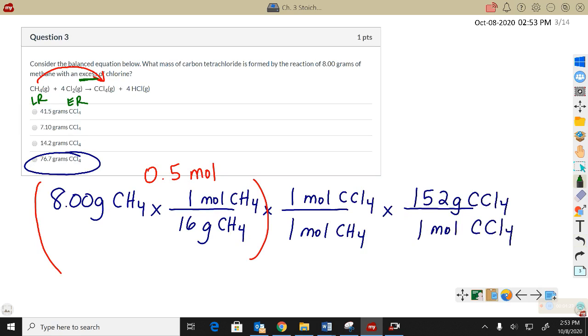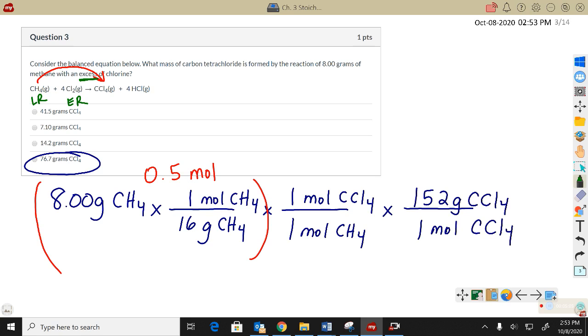Same thing with this one. They give me a balanced equation, which they'll often do in a multiple choice question. Often, not always. But sometimes they'll give you the balanced equation so that if you get the question wrong, it's not because I wrote a formula wrong or because I balanced wrong. I mean, sometimes if they don't give you an equation, it might be something really simple that we're just not going to get wrong. But here I have the equation, and I want to know what mass of carbon tetrachloride is formed by the reaction of 8 grams of methane with excess chlorine.